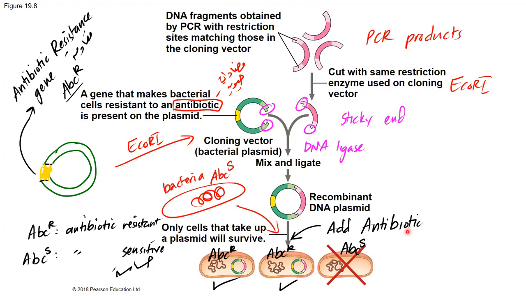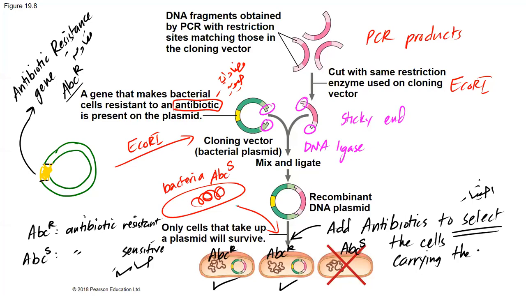So we add antibiotics to select the cells carrying the recombinant plasmid. Okay?